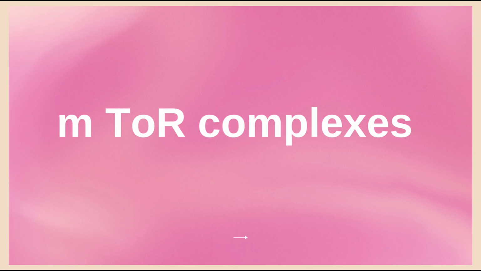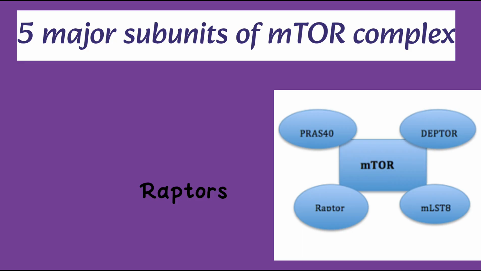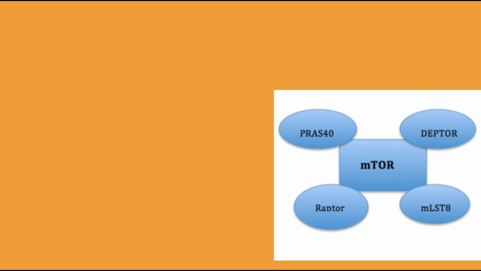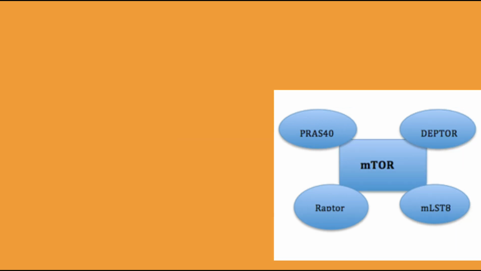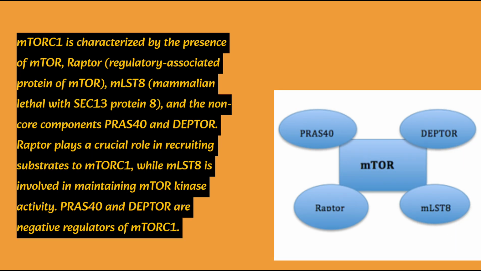The mTOR, which is the catalytic subunit of the complex. Then the regulatory associated protein of mTOR, which is raptor; the mammalian lethal with Sec13 protein 8, that is MLST8, also known as G beta L; the proline rich AKT substrate 40 kilodalton, PRAS40; and DEPTOR, which is a DEP domain containing mTOR interacting protein. These are the names of the 5 main components of mTORC1.